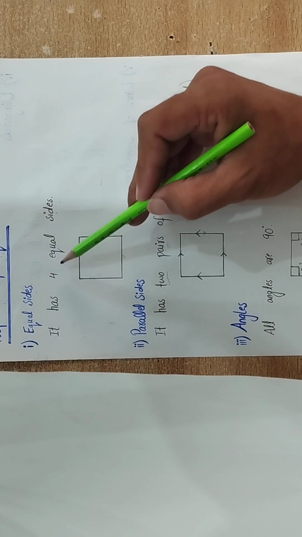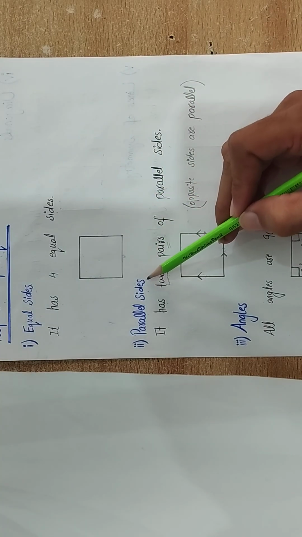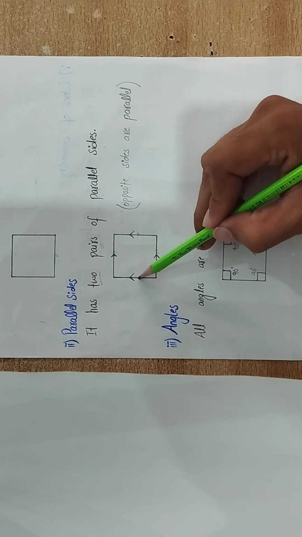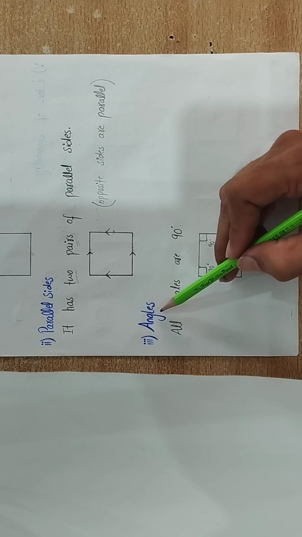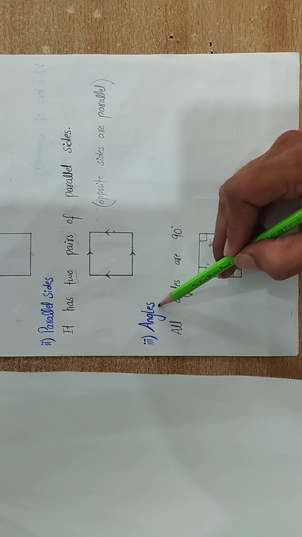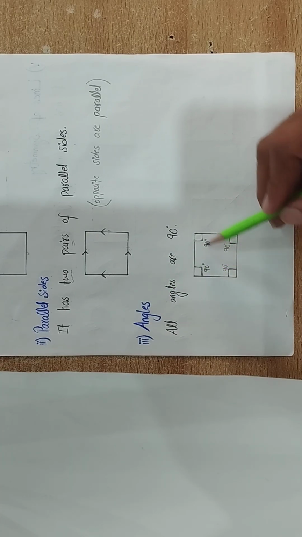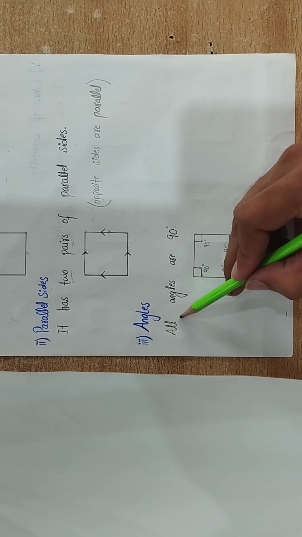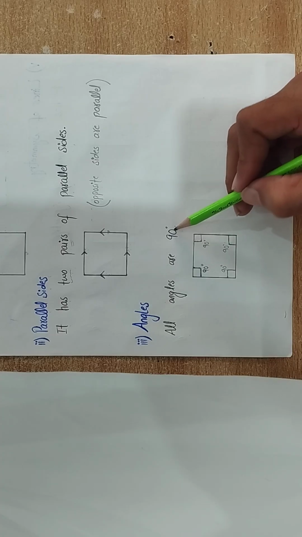How many equal sides does a square have? 4 equal sides. How many parallel sides does it have? It has two pairs of parallel sides. Okay, one pair is this and one pair is this. Now let's see the third property of square. The third property is related to angles. How many 90-degree angles are there? In square shape all the angles are 90 degree.